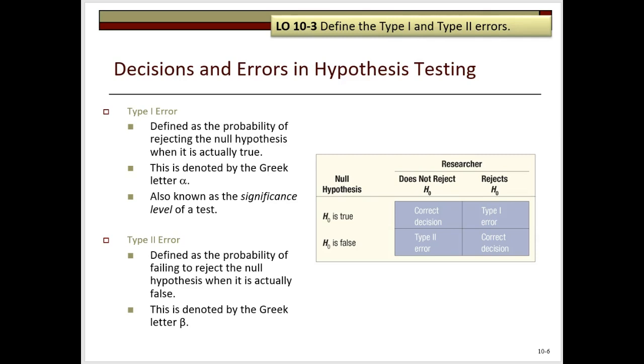Obviously, we want to minimize the probability of committing either a type 1 or type 2 error. Unfortunately, for a given sample size, we cannot reduce both errors at the same time. Reducing one means increasing the other. So if we want to reduce these errors simultaneously, we need a larger sample size.